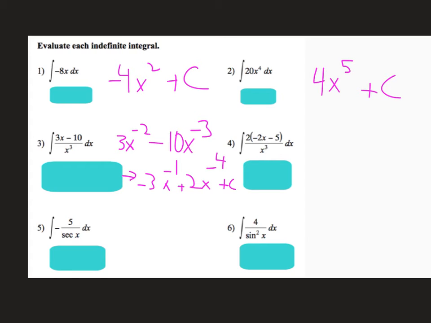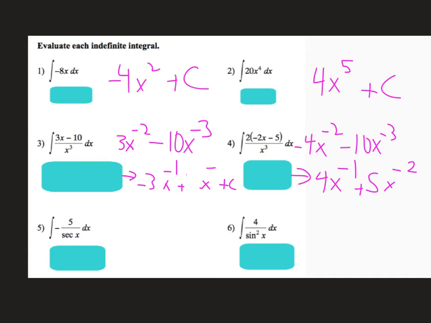Same idea with this one. So that's negative 4x to the negative 2. And then that's negative 10x to the negative 3. So that's going to become x to the negative 1 with a 4. And then x to the negative 2. Oh, I did that wrong. I got to fix that one. That was silly of me. With a 5. I just paused because I messed this up. That's the classic mistake. 2 there and 5 there. Beautiful.